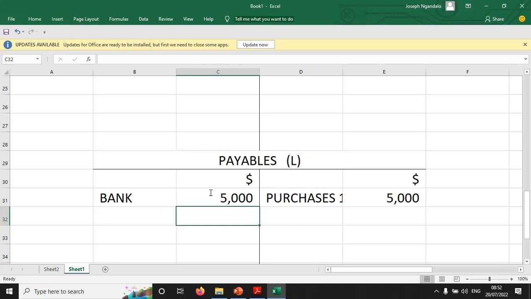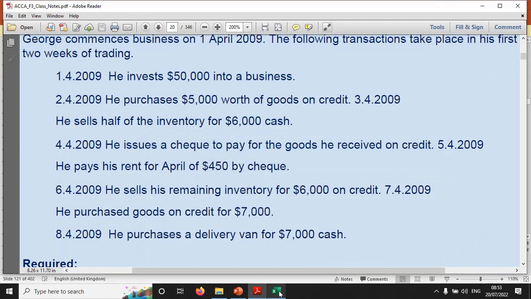Congratulations. How much did he buy the goods at? How much was the purchase price? Okay. Can we proceed to the next one? Or you still writing? What are they telling us?